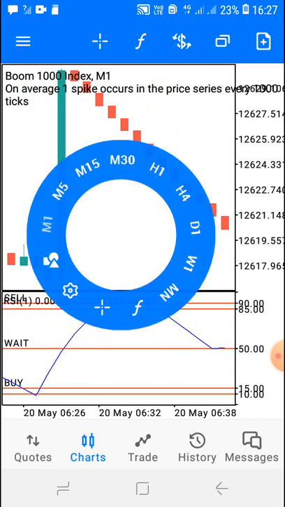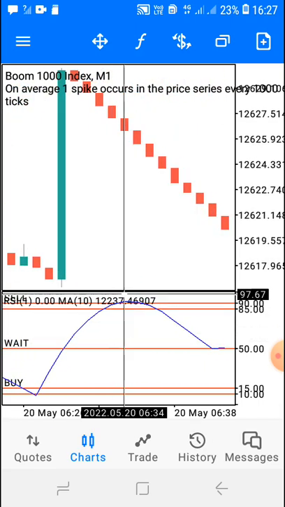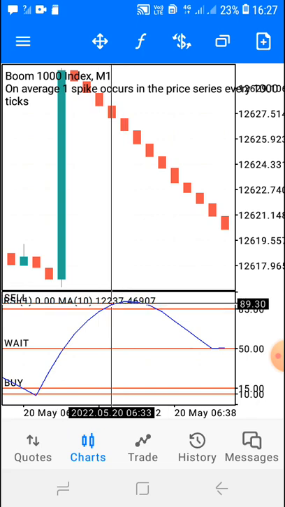So check this out. It's in the 90 and 85 level. So once it's over here, you take an entry if you just want to use the moving average on its own, but I prefer not to use the moving average on its own. Okay, check this out.